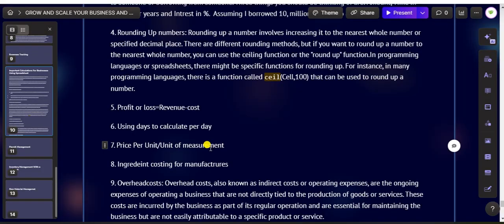Okay guys, so another one we are going to calculate is ingredient costing. I did this for those who are into manufacturing or production business. For example, I manufacture teas and spices, and I want to show you how I cost my ingredients, because it's not every time that you buy 100 kg of curry or turmeric, for example, and you use all of them.